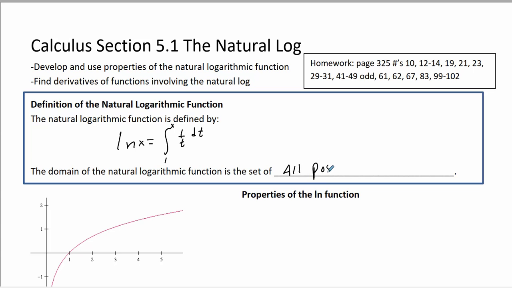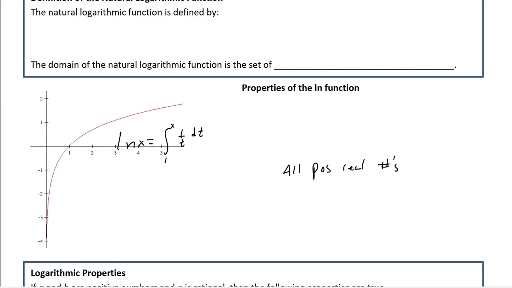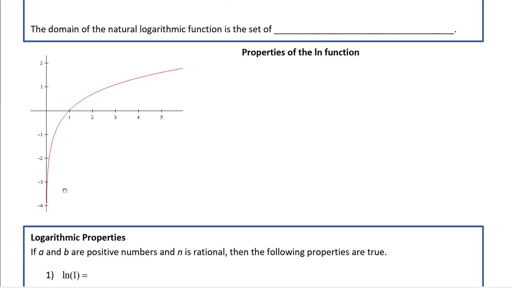So all positive real numbers, because if you look at the graph below, this is the graph of an ln function, ln of x, and it doesn't exist on the other side of the y-axis. Ln of a negative value cannot exist. So we know a couple of things about properties. The ln of 1 is equal to 0. The ln of e is equal to 1.